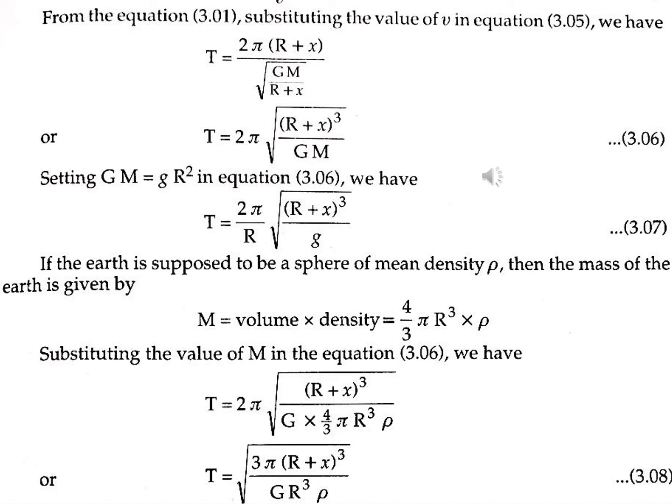So the acceleration due to gravity at the surface of the Earth is given by g is equal to gm upon r square. If we cross multiply, gm is equal to g r square. So putting the value of gm in the equation, t is equal to 2 pi r plus x to the power 3 upon g r square under root. If the Earth is supposed to be a sphere of mean density rho, then the mass of the Earth.